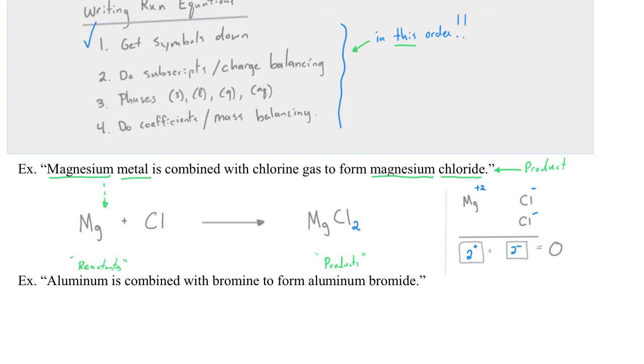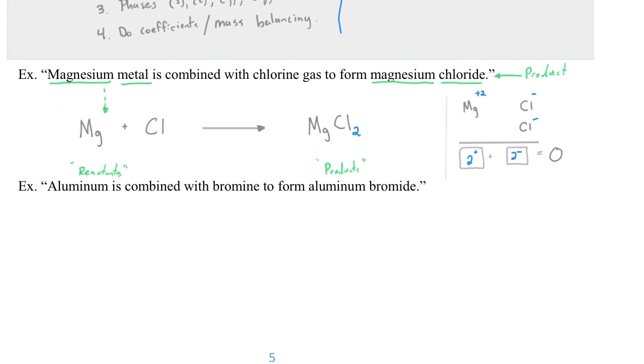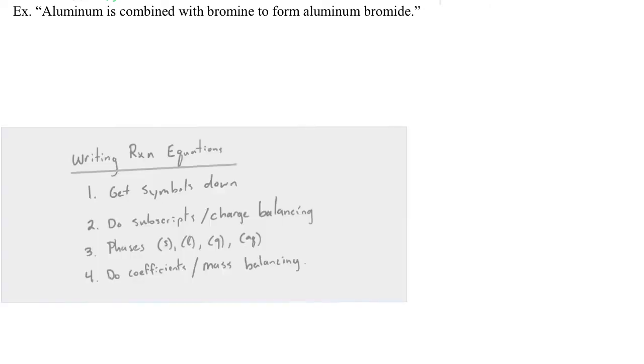How about let's take a look at the next example. This next example reads, aluminum is combined with bromine to form aluminum bromide. So let's start here with our first step and write the symbols down. If you want to give this a shot yourself, go ahead and pause the video and work through step 1. So the basic symbols that we have to write down first, of course, is aluminum. That's Al. Now, it looks like aluminum in this case is being combined with the other reactant, which is bromine. So let's write the symbol down for bromine, which is Br.